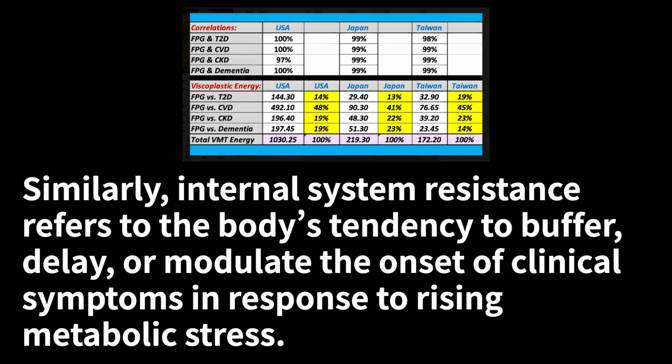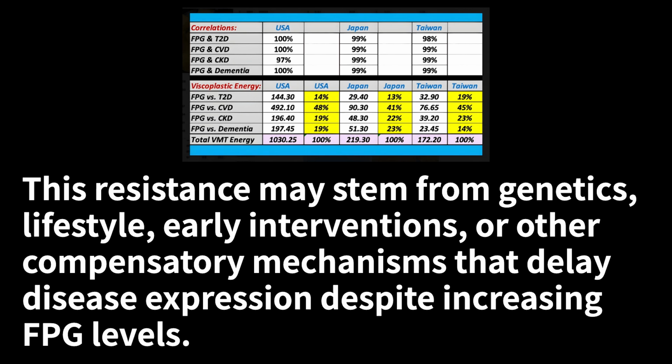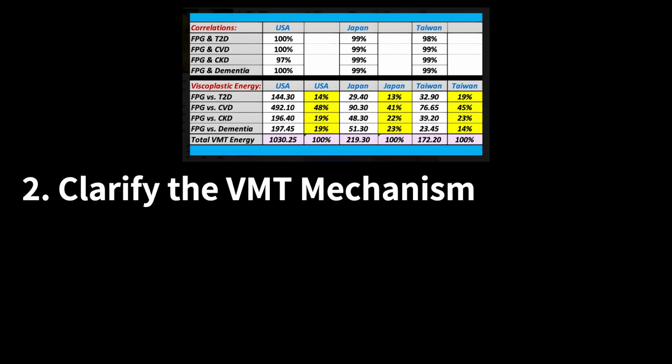Similarly, internal system resistance refers to the body's tendency to buffer, delay, or modulate the onset of clinical symptoms in response to rising metabolic stress. This resistance may stem from genetics, lifestyle, early interventions, or other compensatory mechanisms that delay disease expression, despite increasing FPG levels. 2. Clarify the VMT mechanism.